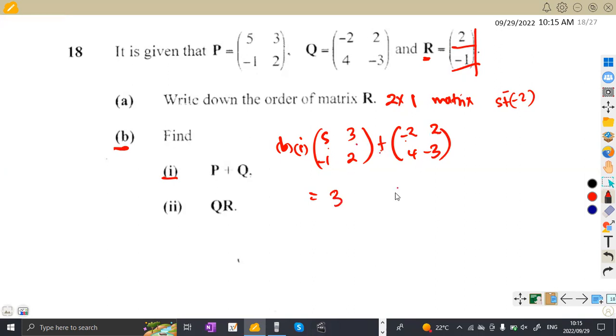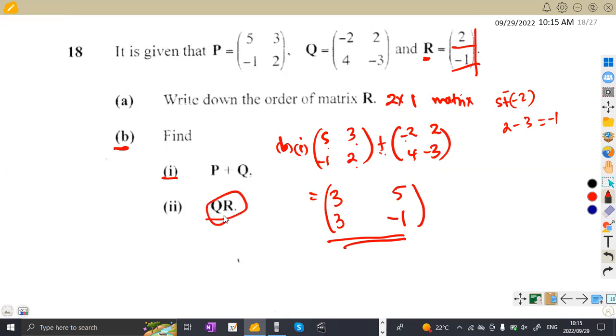3 plus 2 here, which is 5. Minus 1 plus 4, which is going to give us 3 again. 2 plus minus 3, so it's 2 minus 3, which is negative 1. So this is going to give us negative 1 in this case. So that is our P plus Q.